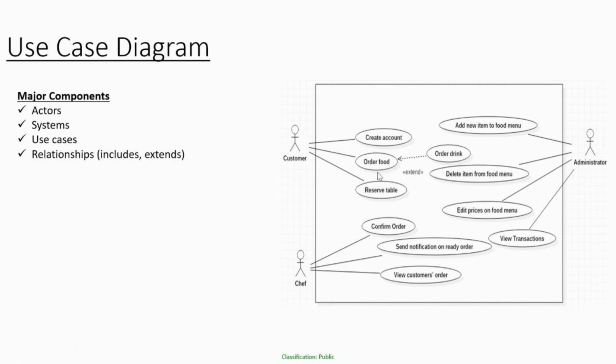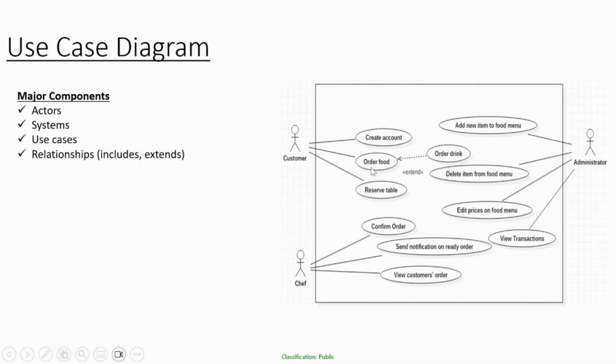When you have a use case, it can further depend on additional steps. When those additional steps become mandatory for your use case, then there is something called an includes relationship. When these additional steps are optional for your major use case, then it gets into the extends relationship. Now here you can see the extends relationship of order food.